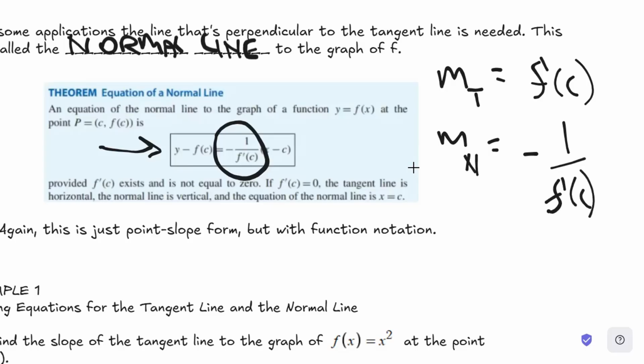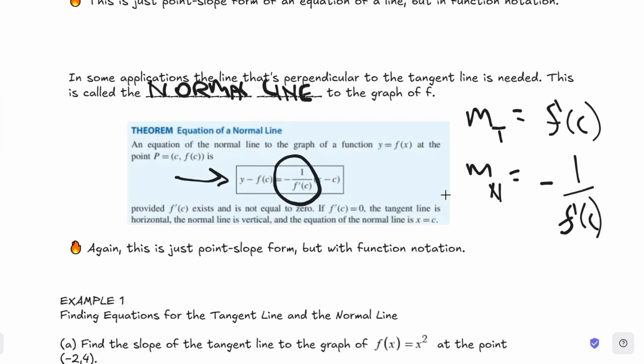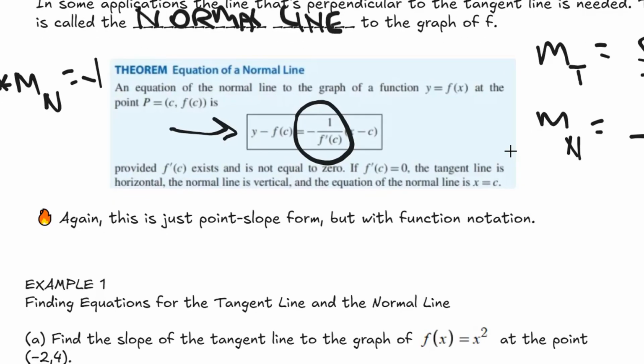Also, another way to think about it is when you take the product of slopes of lines that are perpendicular, you get -1. So in other words, the slope of the tangent line times the slope of the normal line would equal -1. This is just point slope form with function notation.